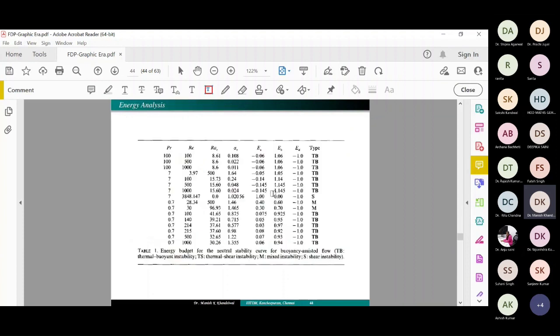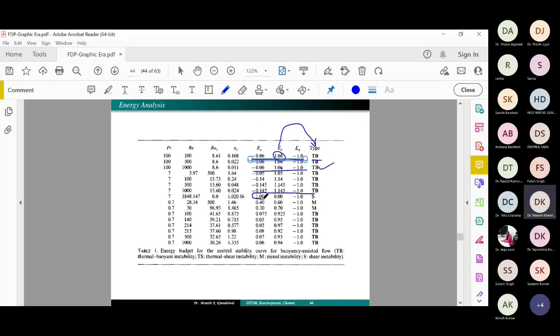I will show some results which are calculated by me. In this case, the sum of each term is going to be zero, but the most dominating term is this. That's why this instability is called thermal buoyant. TB means thermal buoyant. Then the case C here is also the most dominating, and this is called thermal buoyant. See here, this case.